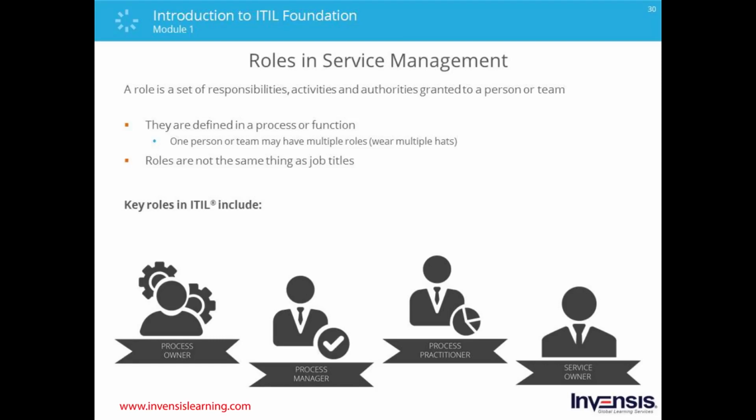So value is mostly connected with money, but there are a few more things connected with it, and value is therefore decided by the customer, right? I as a customer decide the value for what I am paying for. So therefore, the IT service provider does not decide the value. It is the customer who decides the value.